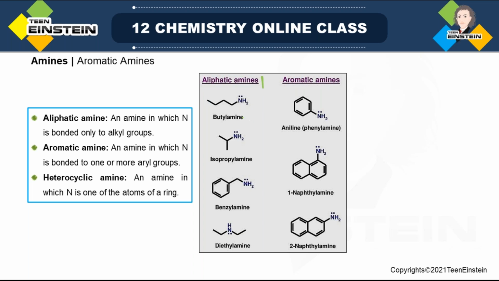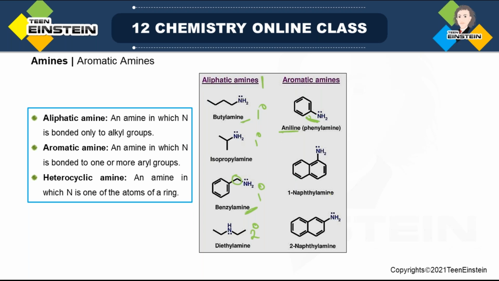So aliphatic amine, this is a 1 degree, actually all the first 3 are 1 degree, but remember no aromatic ring is directly attached to N. Don't think this is aromatic, because here the Ph ring is not directly attached to N, it is attached through CH2, and this is 2 degree. But if you look at the right hand side, now the benzene ring is directly attached to N. This is the simplest aromatic amine possible, and it has the common name aniline.